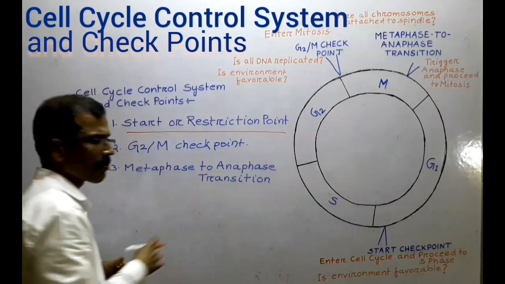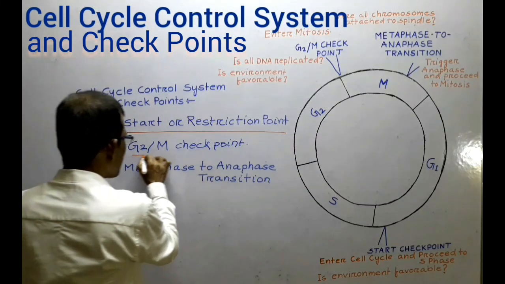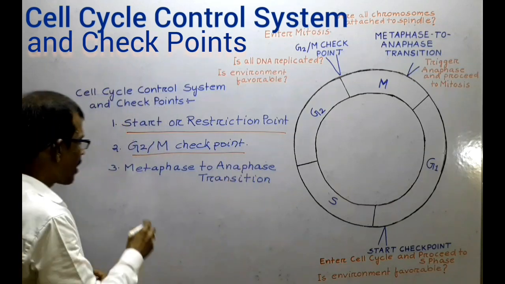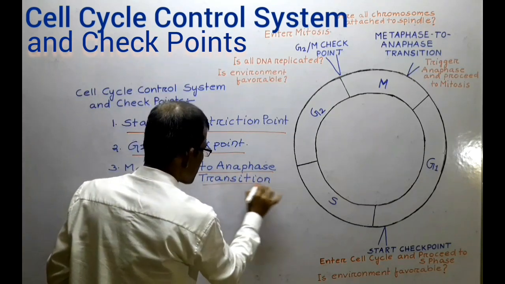This is the first checkpoint. And the second one is the G2M checkpoint. And the third one is the metaphase to anaphase transition.